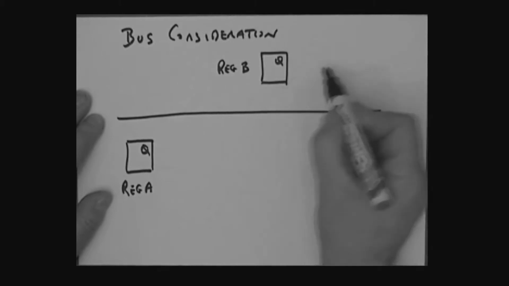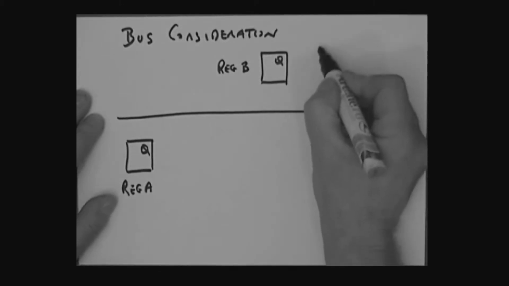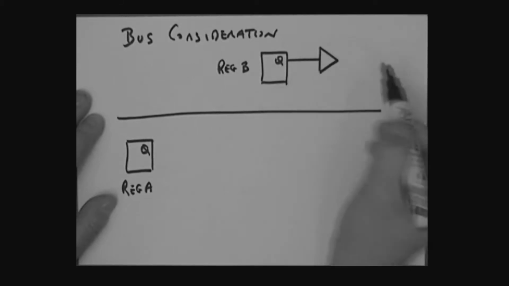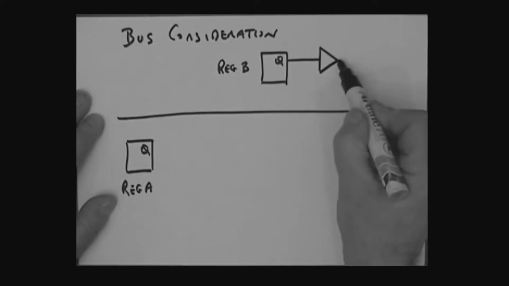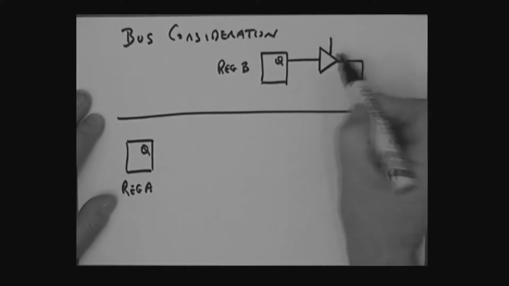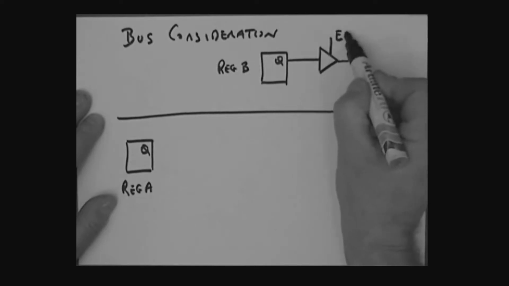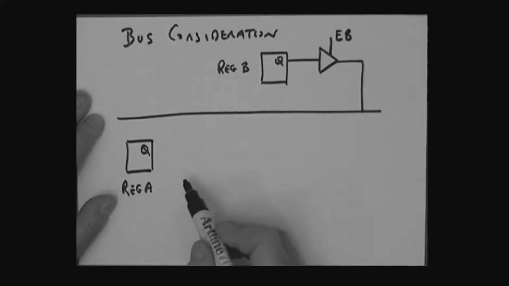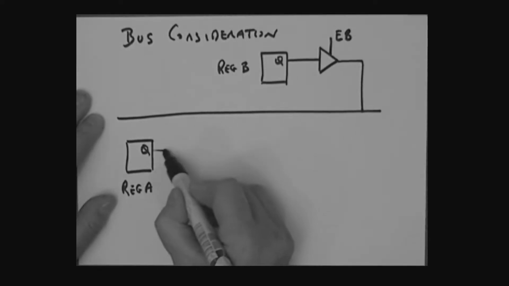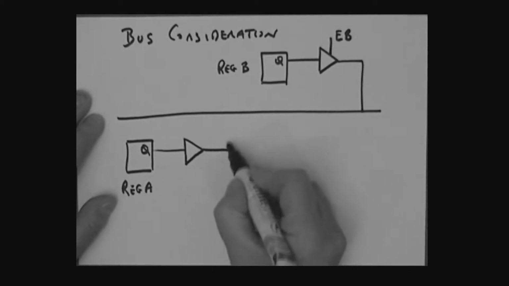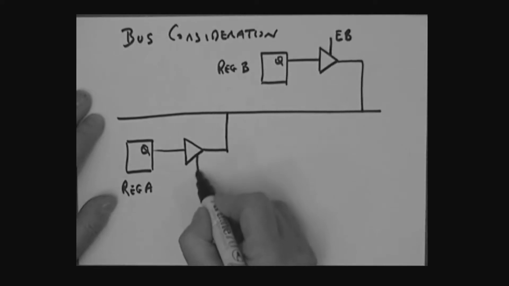Now we can do this by means of a tri-state driver. I take the output of the register, feed it into the tri-state driver, then take the output of the tri-state driver and connect it to the bus. Remember, we have an enable on here. I'll call this enable B for this tri-state driver. Similarly, we take this register and feed it into a tri-state driver, which connects to the bus, and I will call this enable A.